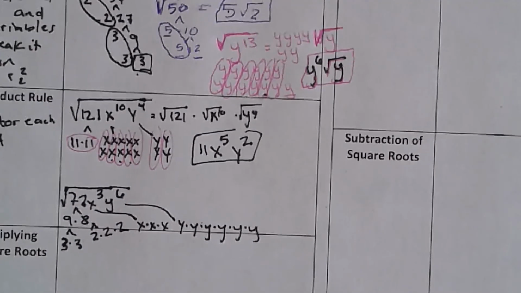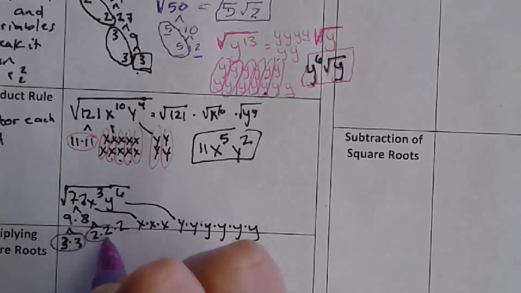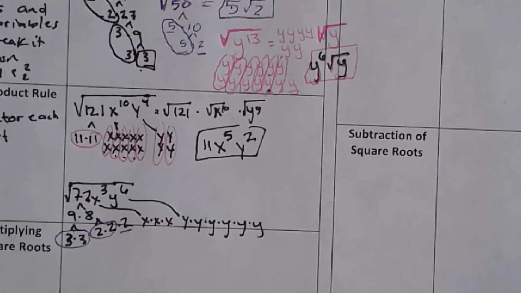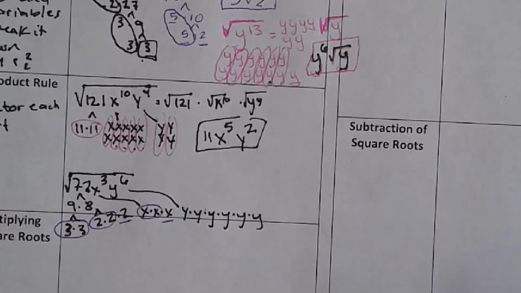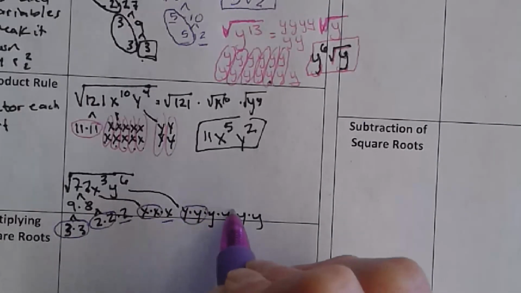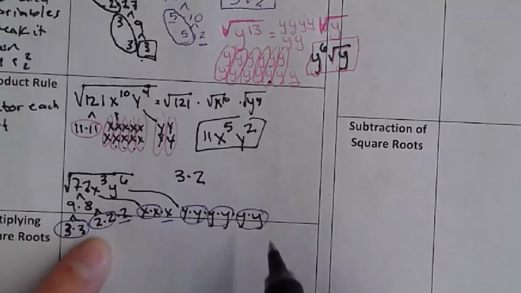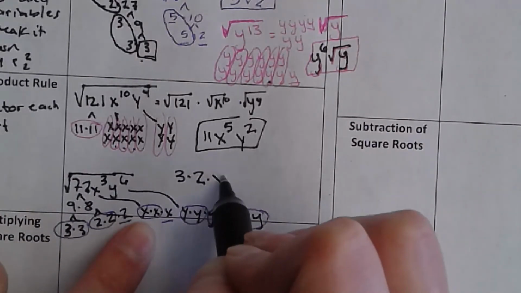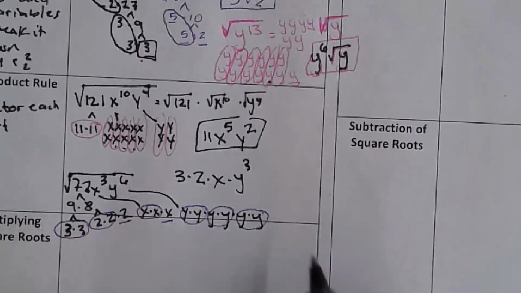Okay, I didn't leave myself very much room. Hopefully you guys did better. So I've got a pair of 3's, a pair of 2's, and then this 2 is lonely. There are no pairs. I have a pair of x's, and this one's lonely. I have a pair of y's, 1, 2, 3 pairs of y's. So let's look at this. I have 1, 3 that comes out, 1, 2 that comes out, 1 x that comes out, and 1, 2, 3 y, so y cubed that comes out.